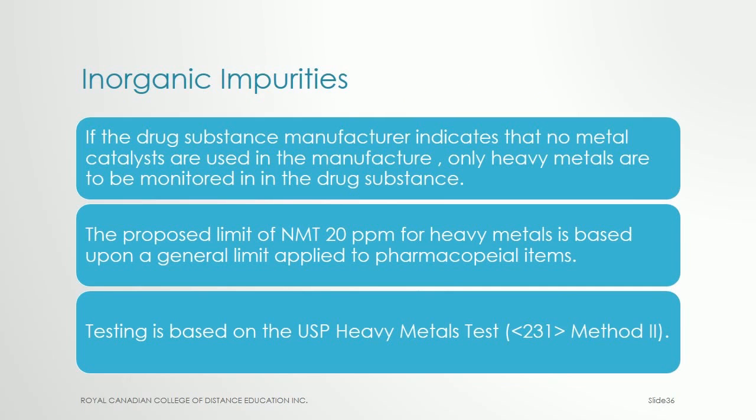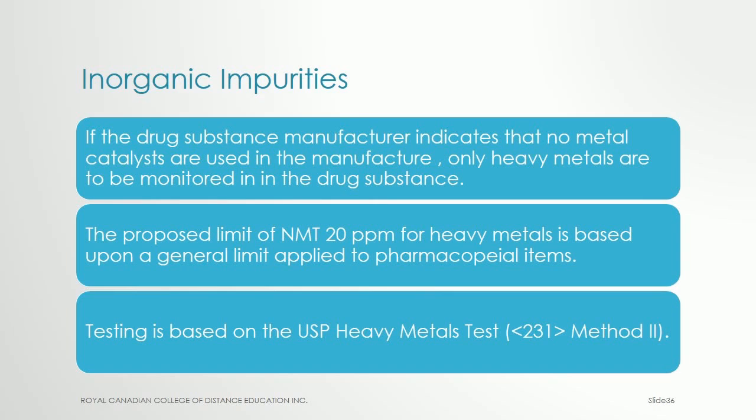Inorganic impurities. If the drug substance manufacturer indicates that no metal catalysts are used in the manufacture, only heavy metals are to be monitored in the drug substance. The proposed limit of not more than 20 ppm for heavy metals is based upon a general limit applied to pharmacopoeial items. Testing is based on the USP Heavy Metals Test 231 Method 2.